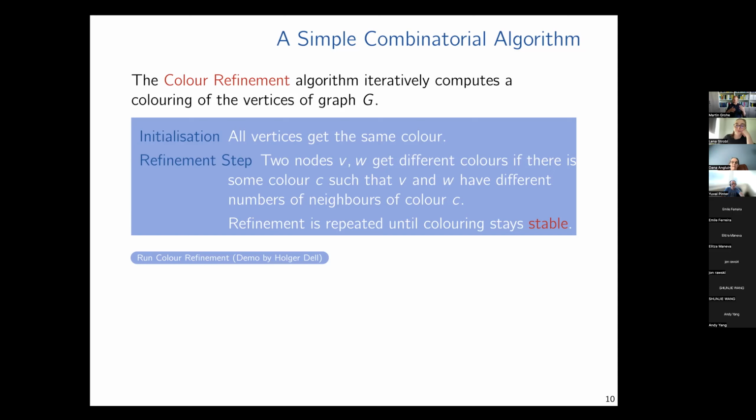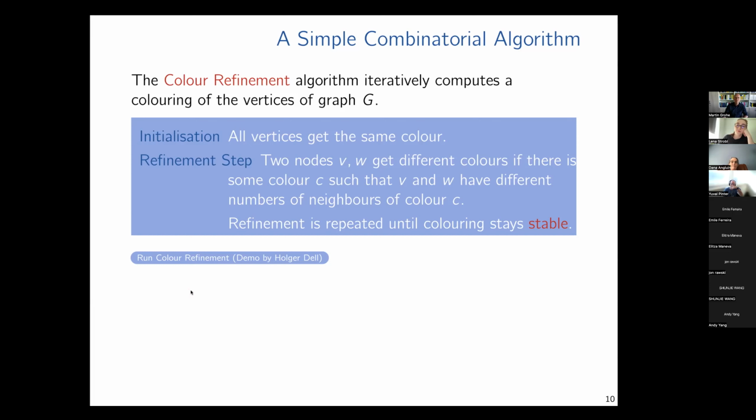After a while, this will stabilize. We have n vertices, and since we always refine a partition, we always add colors. After at most n steps, no refinement will be possible. The coloring stays stable, we say, and that's what we want. Okay, so let me just show you this algorithm.